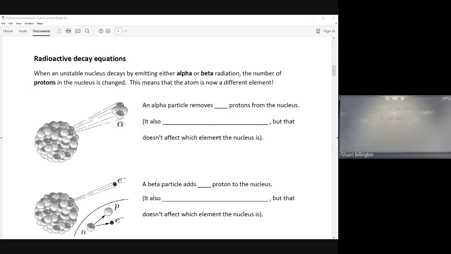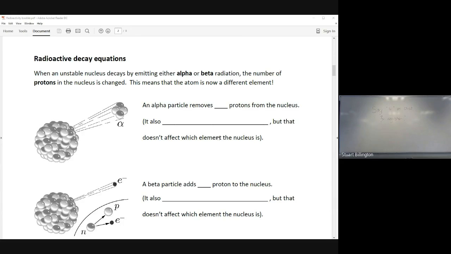Okay, who wants to give me an answer? An alpha particle removes, just unmute yourself and shout it out. An alpha particle removes. Is it 2? Okay. Yeah, it is 2. So we've got a couple of 2s and a couple of 4s. It's 2 protons from the nucleus.